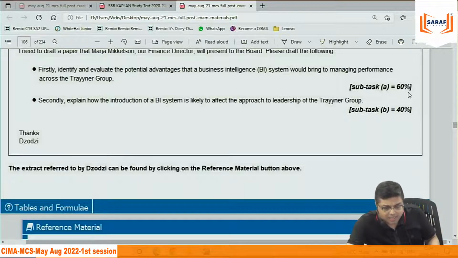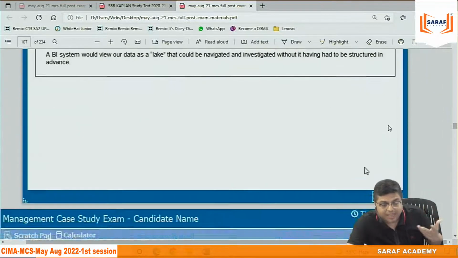3 sixes are 18, 8 sixes are 48. That means around 22 minutes. So my writing time for the first part will be 22 minutes, and for the second part will be 14 minutes. Maybe 1 or 2 minutes here and there. But I need to plan my writing always like this.